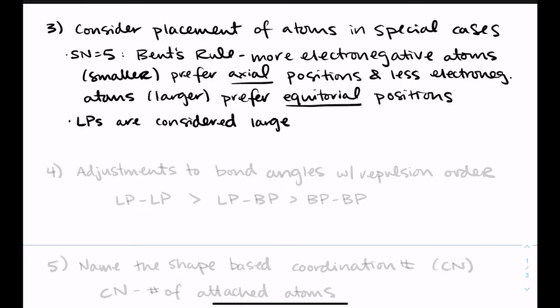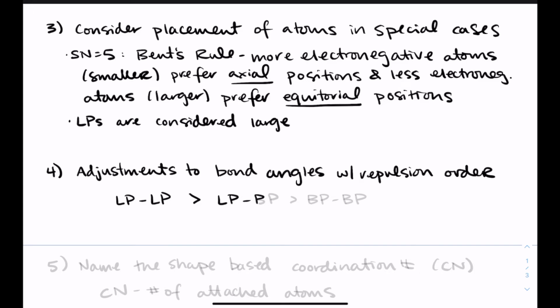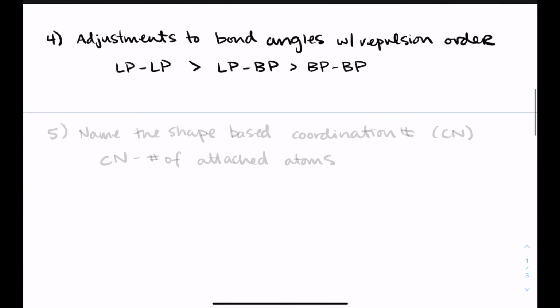We use this repulsion order that I have listed to help decide what the repulsions would be and how it would affect the angles. What this is saying is that two lone pairs would repel each other more than a lone pair and a bonding pair. So the two lone pairs, if they have to interact with each other, are going to push harder away from each other than a lone pair would push away from a bonding pair. And that would push away more than a bonding pair and a bonding pair. We'll see it in action where it will make a little more sense.